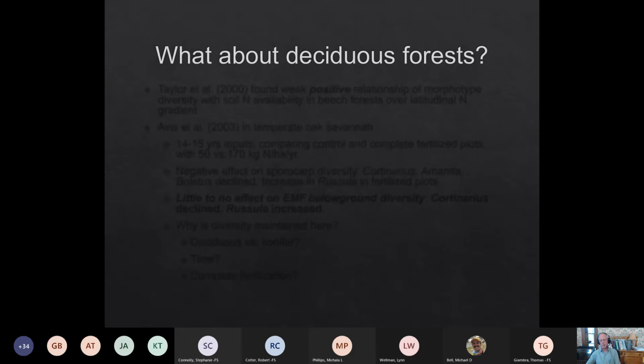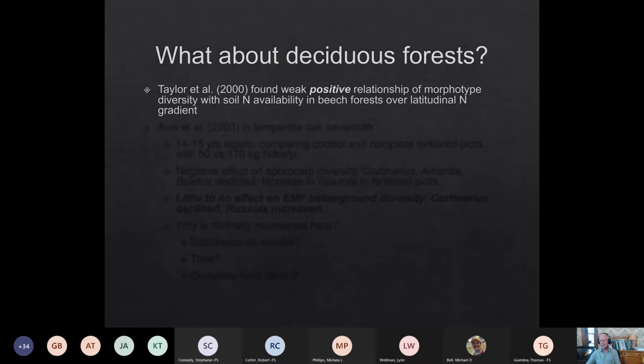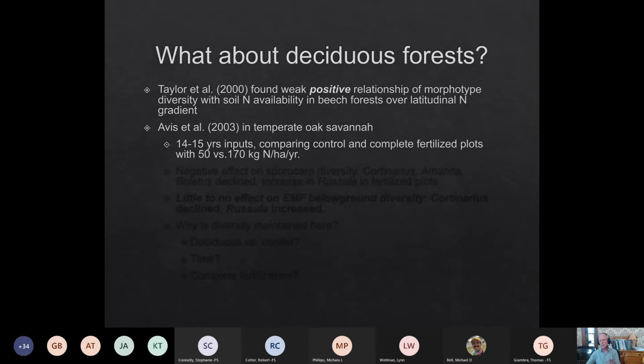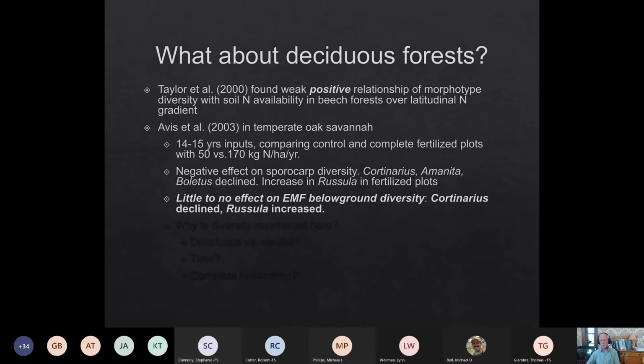What about in deciduous forests? Most of that work was done in conifer forests, and most of the previous studies were conifer. There were a few studies in deciduous forests suggesting less sensitivity to nitrogen deposition. This study by Taylor et al. in Europe found a weak positive relationship to soil N, and Avis, in a temperate oak savanna, did a study with complete fertilization, including nitrogen, so it's not exactly the same as deposition. And these levels are very high, but with that complete fertilization, they didn't find any loss of diversity. They did find a change in the community, so Cortinarius still declined, consistent with the other studies, and Russula increased. So it's possible these systems are less sensitive, but it's also possible that complete fertilization sort of protected some components of that diversity.